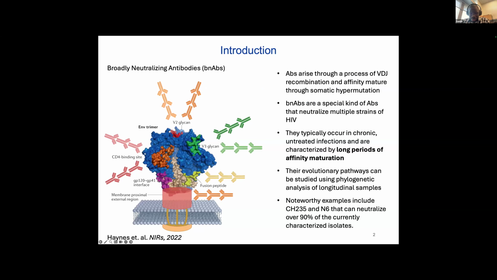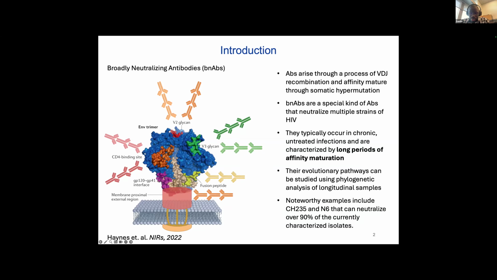I'll give a quick overview. Previous speakers have introduced this quite a bit. So antibodies originate through a process known as VDJ recombination, where selected V, D, and J sequences from the immune repertoire recombine to form heavy chain genes, while V and J genes recombine to form light chain genes. These chains then assemble and create a functional antibody. Upon exposure to antigen, these antibodies undergo affinity maturation, a refinement process that enhances their binding affinity. In acute infections, the maturation occurs relatively rapidly.